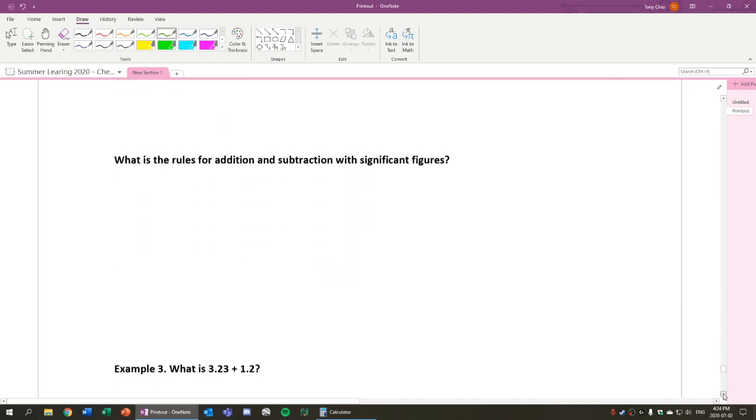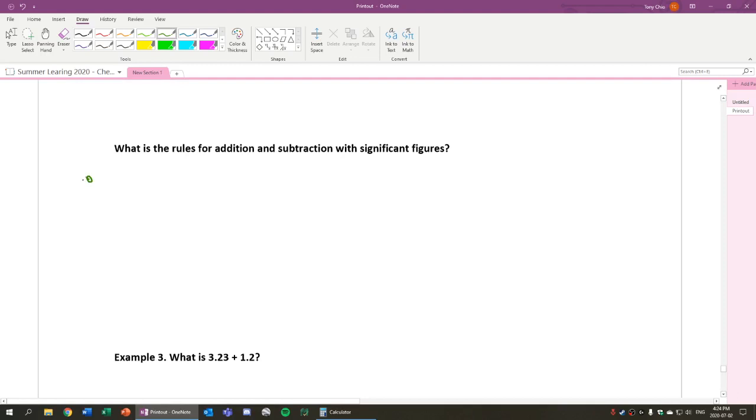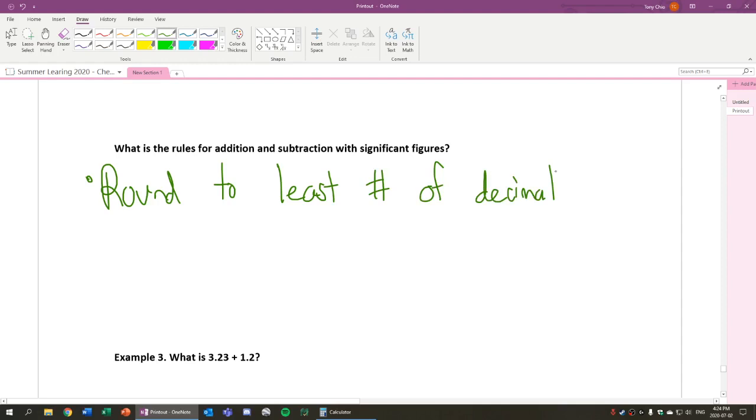Okay, what about the rule of addition and subtraction? What do you do with sig figs here? In this one, you round not to the least number of sig figs, but to the least number of decimal places, because when you add and subtract, you're dealing with decimal places and their place values.